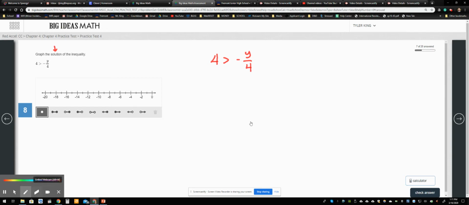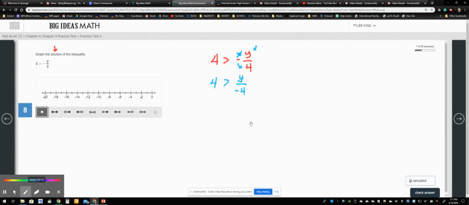Okay, now a couple of things. First and foremost, we could either move this negative up or move this negative down to make it easier to see what's going on here. Because I eventually want to get y by itself, it doesn't make sense to move it up. I want to move this down. So 4 is going to be greater than y over negative 4. I moved that negative sign down into the denominator.